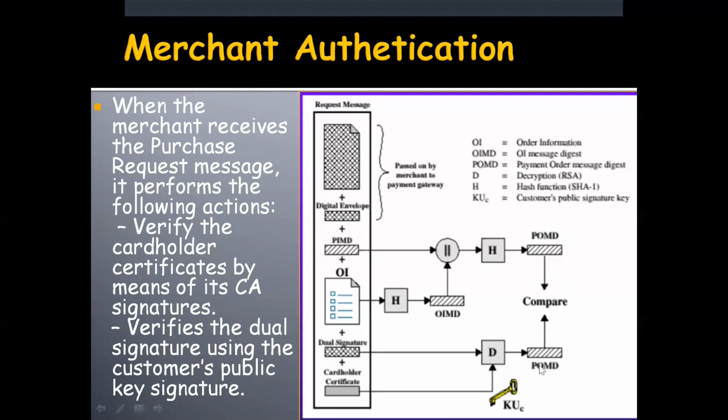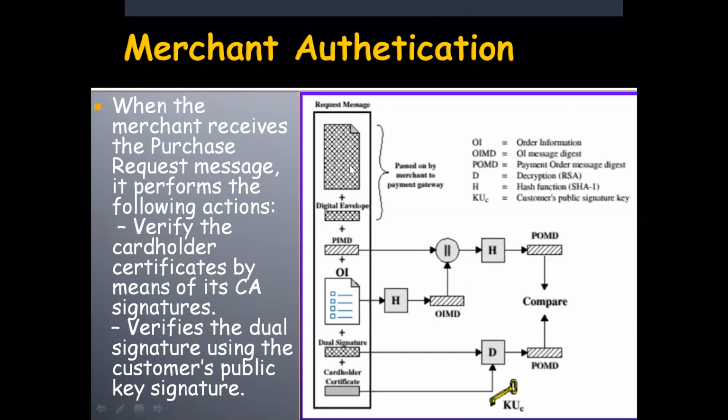So the merchant compares both POMD. If both POMD are the same, then the merchant can authenticate the user and check the integrity of the message also. So how does it work? At the customer side, he has the order and does whatever he wants to do with it, but other than that, he is required to check authentication and integrity. So how is he going to check authentication and integrity?